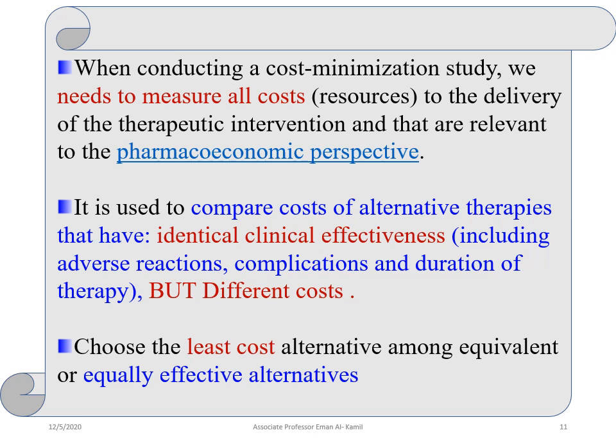When conducting a cost minimization study, we need to measure all costs, all the resources used in production and in delivery of the therapeutic intervention and that are relevant to the pharmacoeconomic perspective, from the pharmacoeconomic point of view, if they are equal in efficacy and in tolerability. So we are going to compare the two alternatives or two drugs by the cost of it, and we are going to choose the lowest cost.